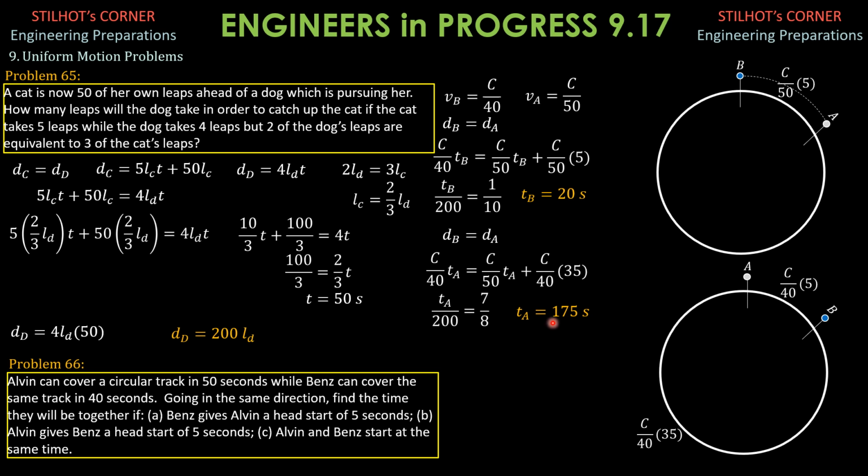So the distance of Benz equals the distance of Alvin. The distance of Benz would be C over 40 times t, while the distance of Alvin would be C over 50 times t plus C. So cancel out C, then t over 200 equals 1, because this should be 1 after we cancel out C. So t equals 200 seconds.